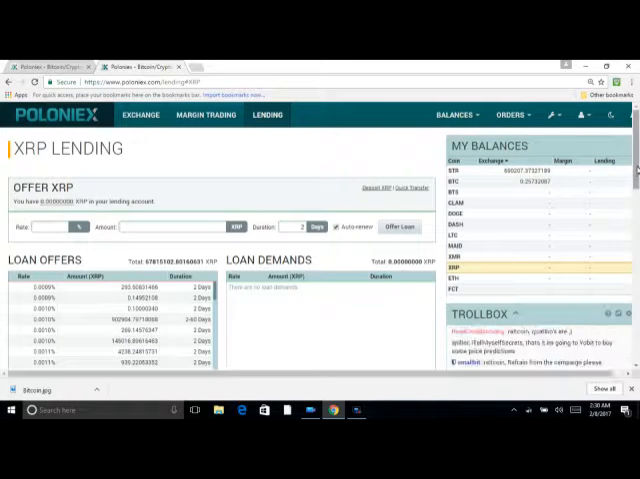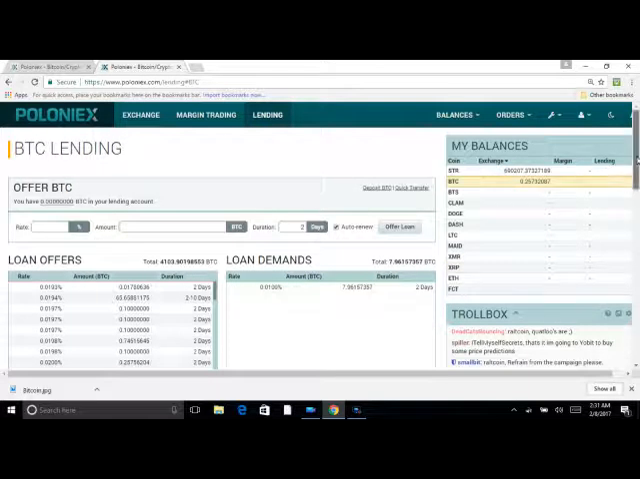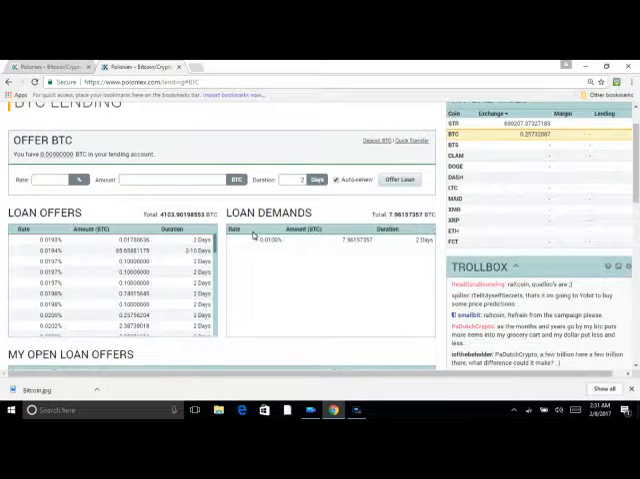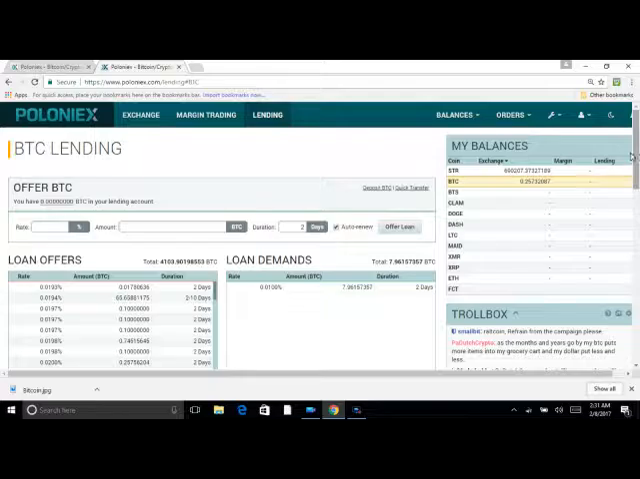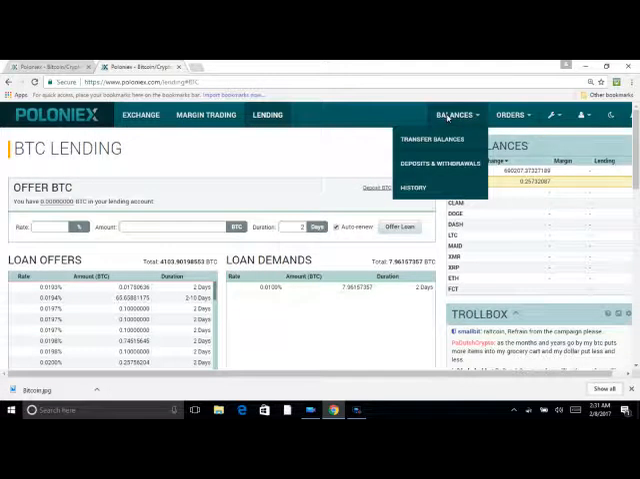What I'm going through here at the top is the margin button and the lending button. The lending button being, okay, here it says I have Bitcoin and I have 0.25, and I can put in a loan demand where I want to buy some, or I can offer my Bitcoins for loan to somebody else for a fee that I set. I can decide how much I want the interest rate to be to loan my coins.